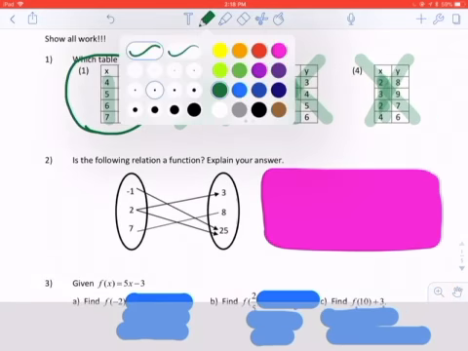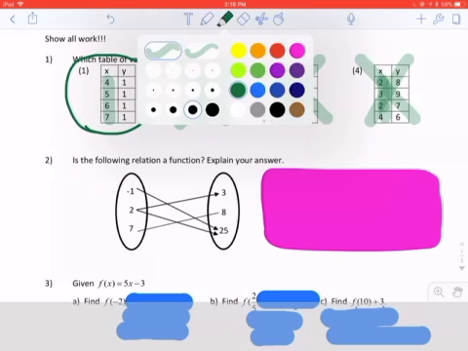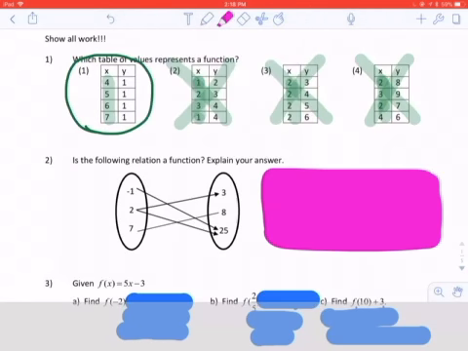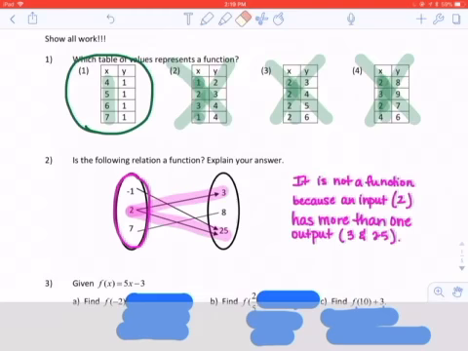Which brings me to the next question, is this relation a function? And now we're looking at it as a mapping. So these are your x's, your inputs, these are your y's, your outputs. We want to make sure that each of our inputs only maps to one output. -1 maps to 25, that's okay. And here's our issue. 2 is mapped to 3 and to 25, so that makes it not a function. Explanation is right here. It is not a function because an input, 2, has more than one output, 3 and 25.